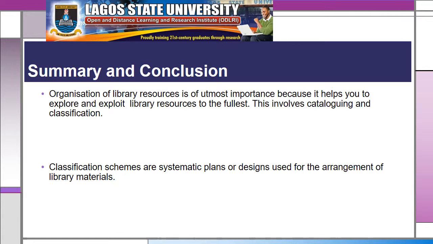By way of summary and conclusion, organization of library resources is of utmost importance because it helps you to explore library resources to the fullest. Classification schemes are systematic plans or designs used for the arrangement of library materials.